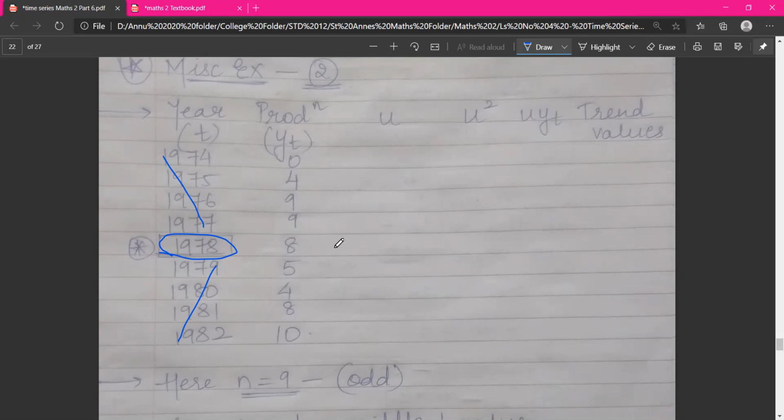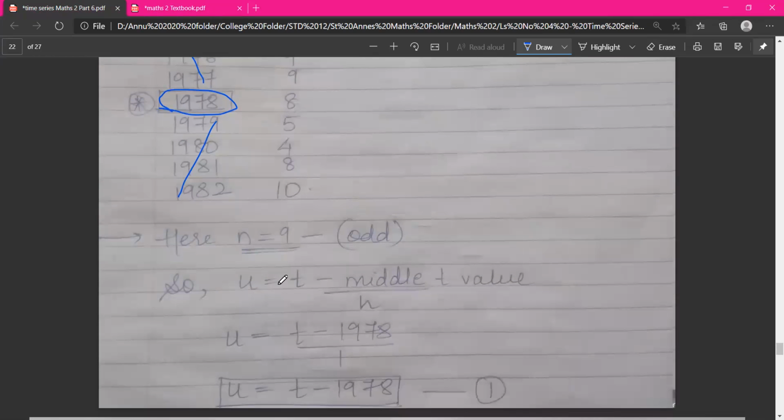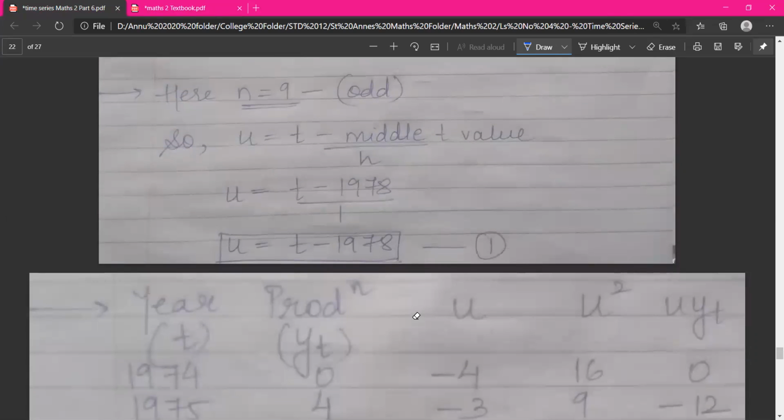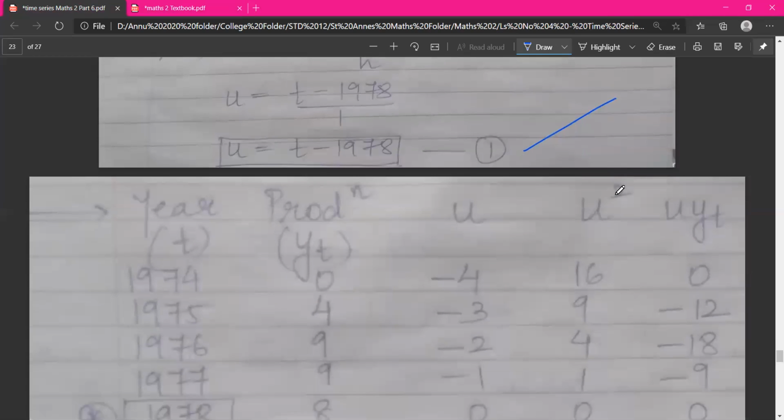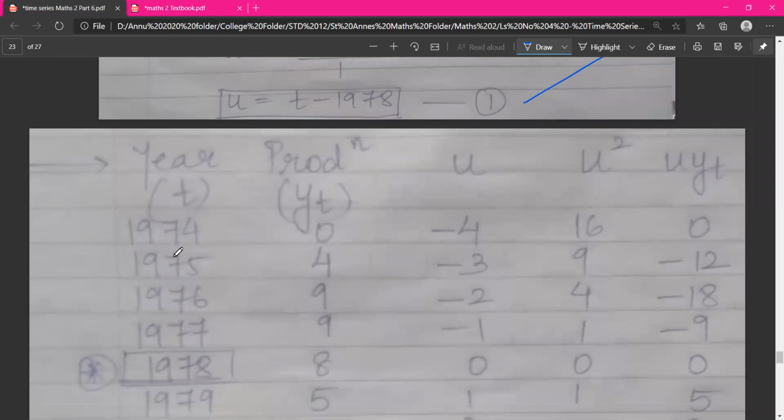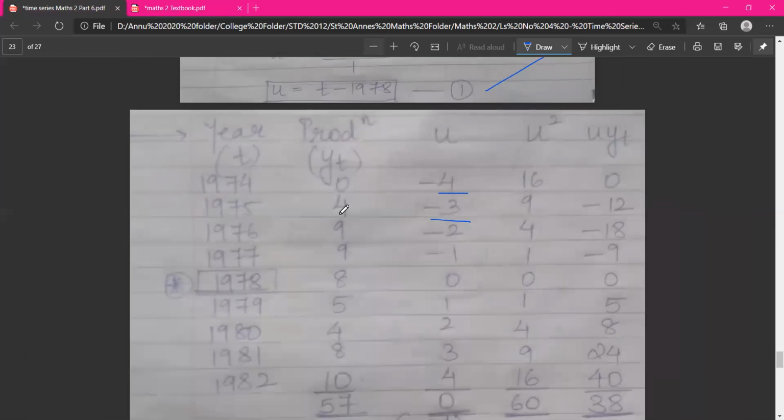H, the difference, is 1 year. So as n is 9, which is odd, I'll use the formula for U: T minus middle T value upon H. So U is equal to T minus 1978 upon 1. So my first equation, U is equal to T minus 1978, is the first equation. Now one by one I'll keep on subtracting the years. So 1974 minus 1978, I get the answer minus 4. 1975 minus 1978, I get the answer minus 3. In this way I'll keep on subtracting and get the value of U.